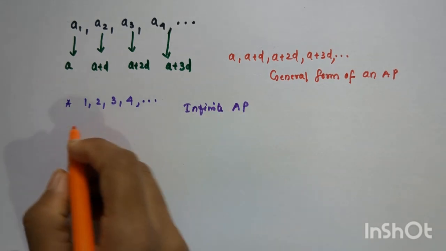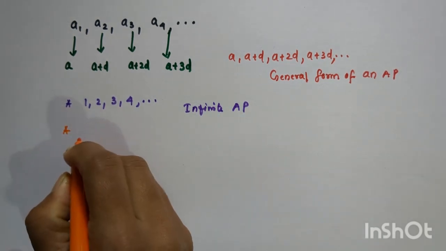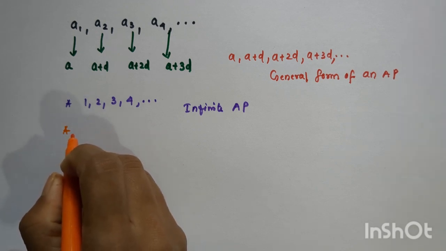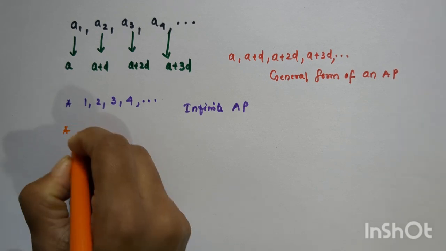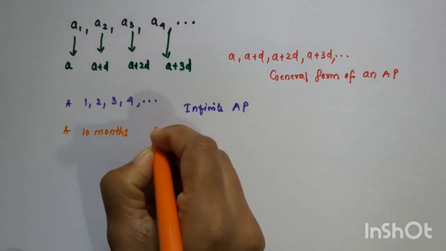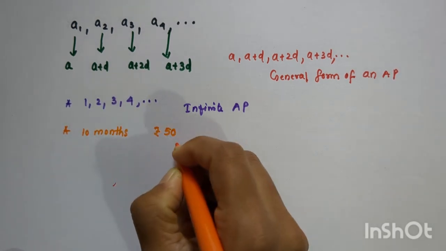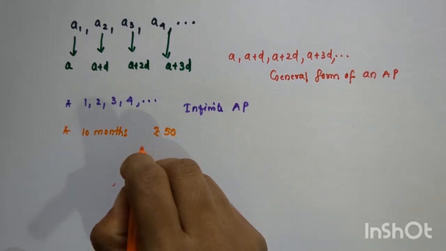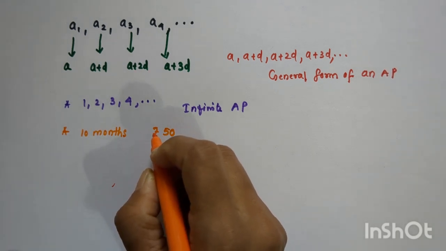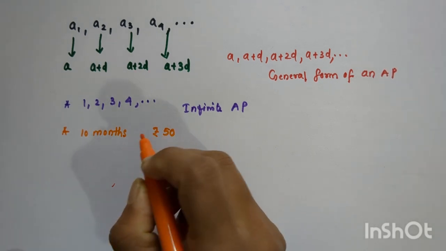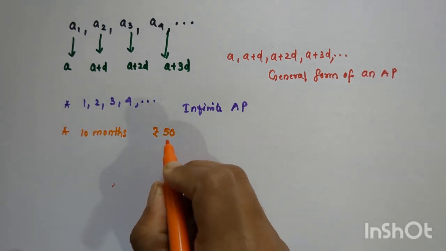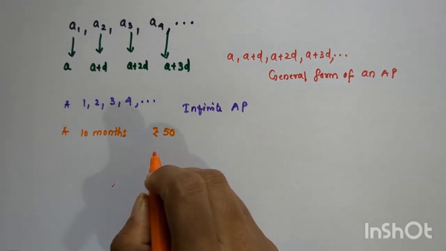Now, let us consider one example. What will be the total savings in rupees after every month for 10 months when rupees 50 are saved each month?